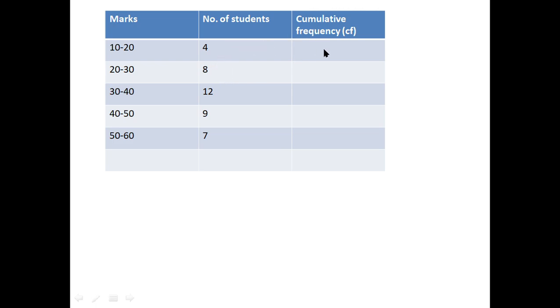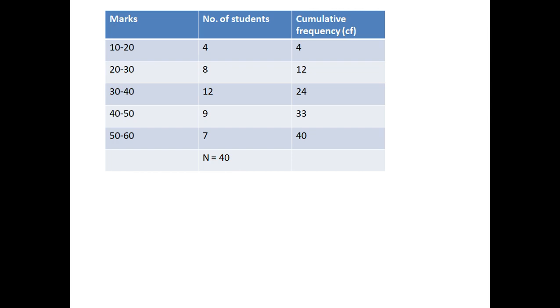So the first is 4, and 4 added with 8 is 12, 12 added with 12 is 24, 24 added with 9 is 33, and then added with 7 it is 40. So the total number at the end of the cumulative frequencies will be the total number of students. You can check it also. You will be adding 4, 8, 12, 9 and 7, and it will come to 40.